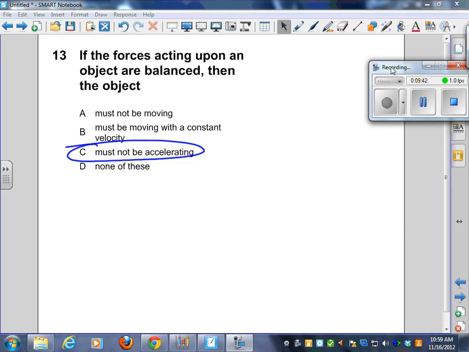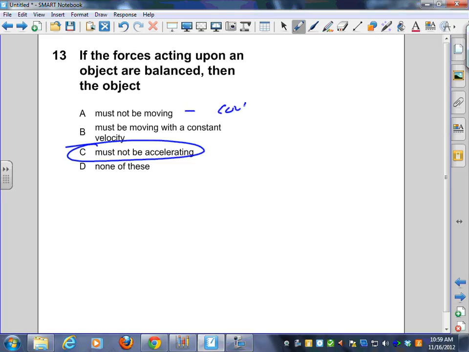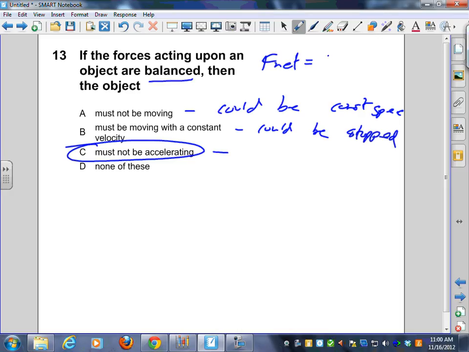Is that true? No, because it could be moving at a constant speed. Must be moving with a constant velocity. No, because it also could be stopped. Must not be accelerating. That is true, because if the forces are balanced, once again, that means that the net force is 0, which means the acceleration must be 0. Must not be accelerating.